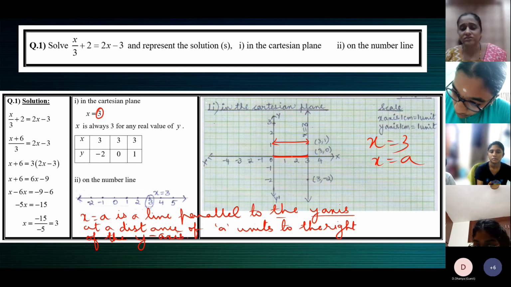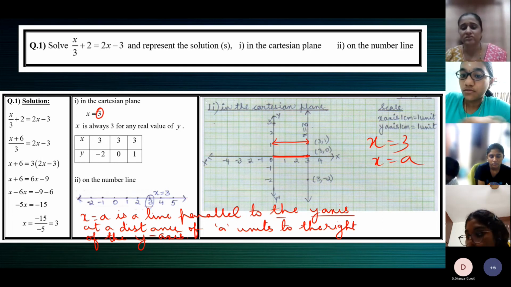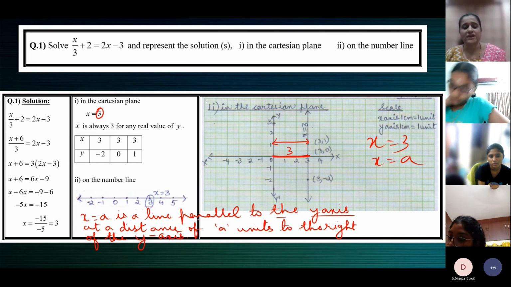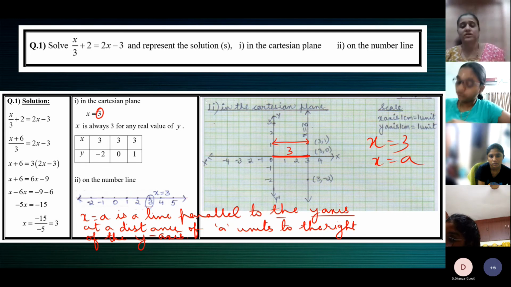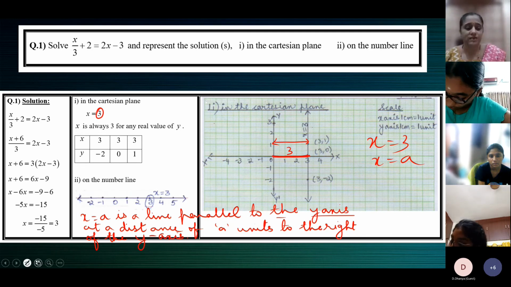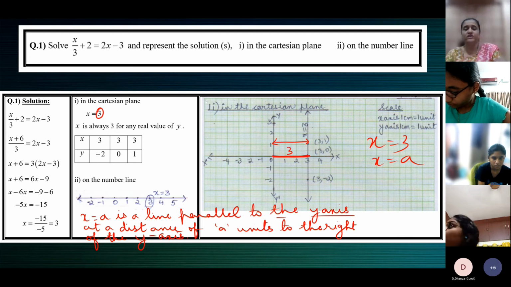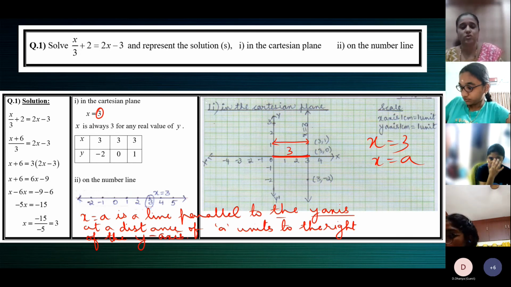And what is the distance? 3 units. Between the y-axis and the line, what is the distance? 3 units. At a distance of 3 units, that means a units, to the right of the y-axis. Write this. Finish your answer and you can just say note and write this.